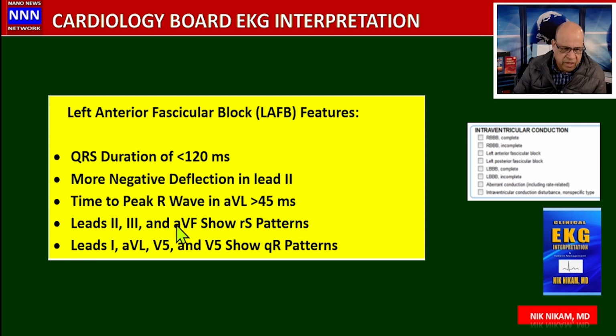Remember that one. Then leads 2, 3, and AVF will show an RS pattern or predominantly S pattern in lead 3 and AVF. And leads 1, AVL, V5, and V6 should show a QR complex pattern. There's a tiny Q wave, and then we see a long, tall R wave.